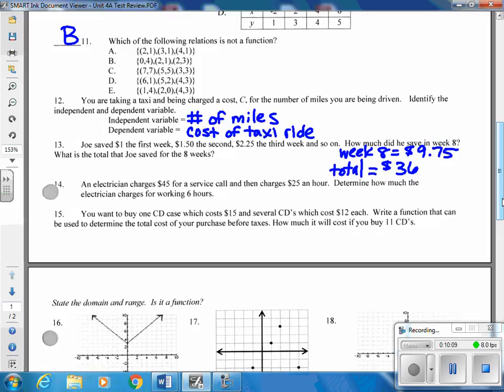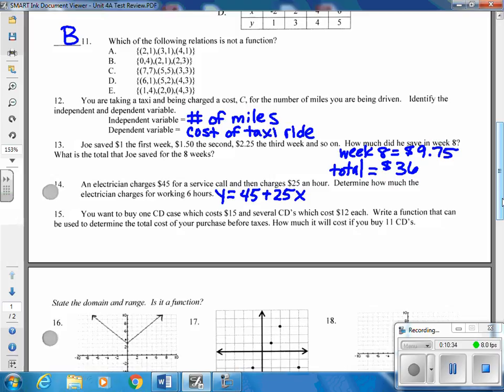Determine how much the electrician charges for working in 6 hours. All right, so the equation is going to be y, which stands for the cost, equals 45 you have to pay plus 25 times x. The x is representing the hours. If you use the y and the x, you can see how a function comes out of this. If you use different letters, it'll still come out the same. Just make sure you're writing the equation and then using it to solve it.